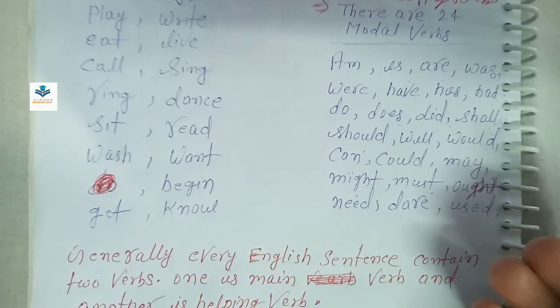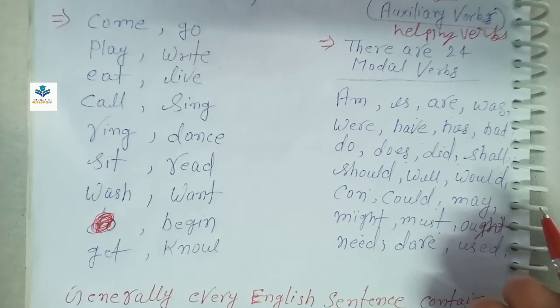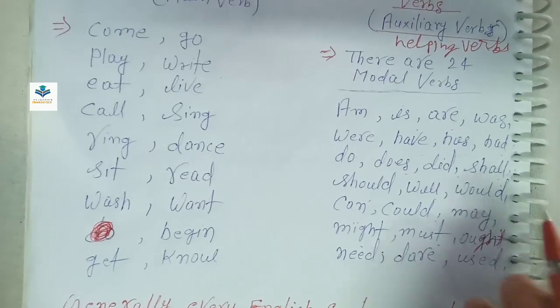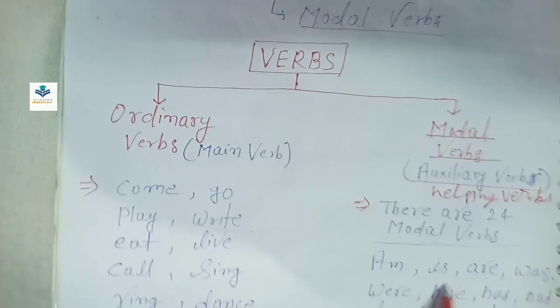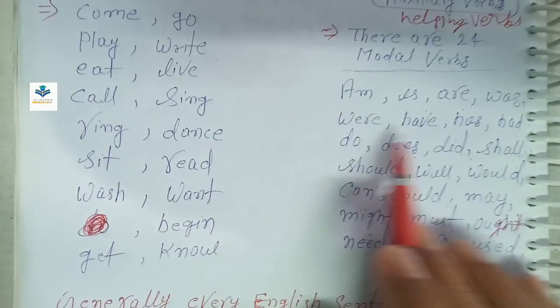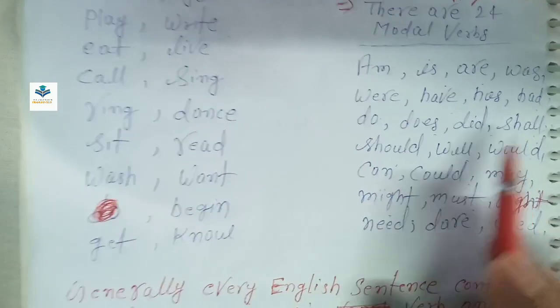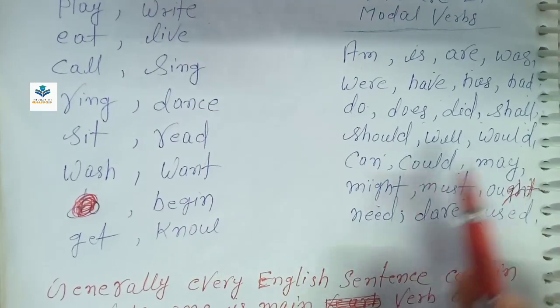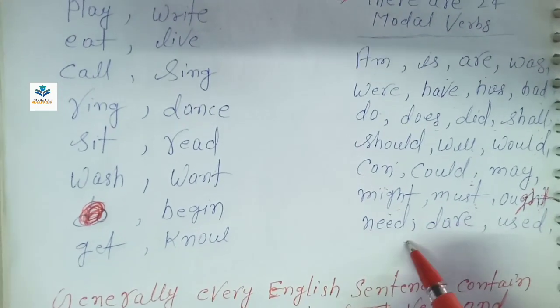I am again telling you that there are so many main verbs and there are only 24 modal verbs or auxiliary verbs. I am again repeating the modal verbs: am, is, are, was, were, have, has, had, do, does, did, shall, should, will, would, can, could, may, might, must, ought, need, dare, used.